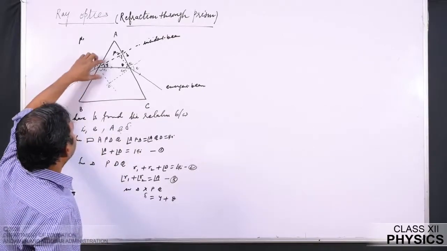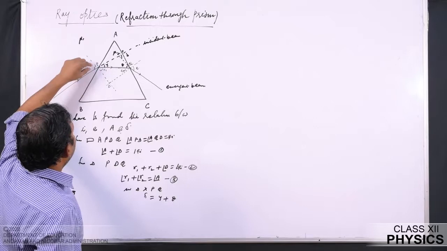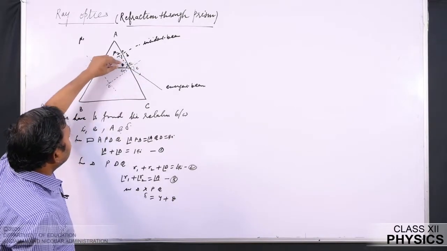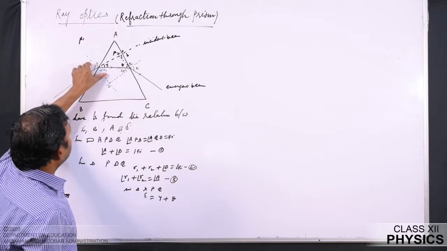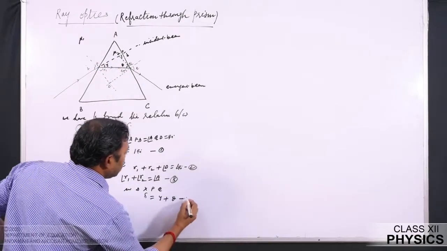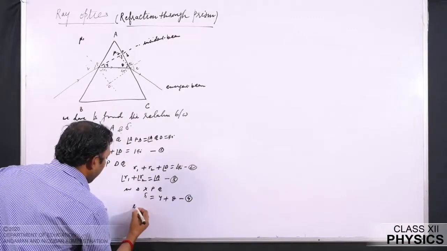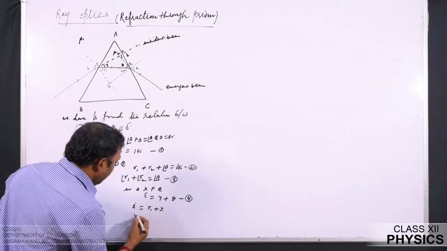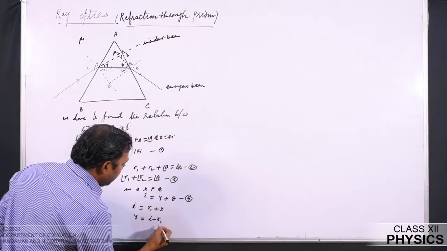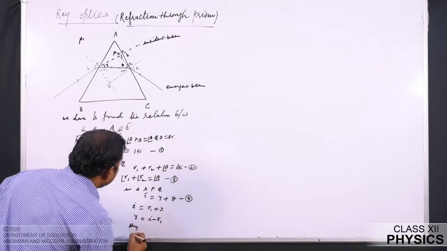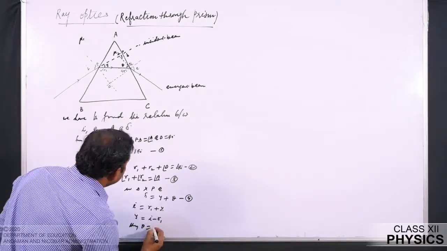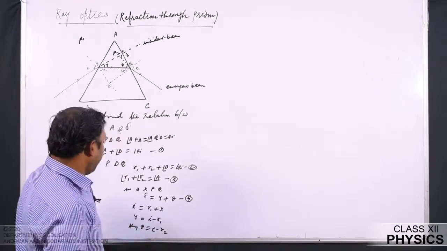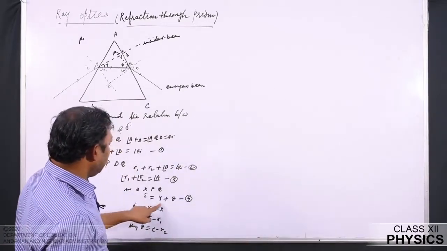Now, from the figure we can say angle I is equal to R1 plus Y and angle E is equal to theta plus R2, both are vertically opposite angles. So, let this be equation 4. Now, from the figure I will be equal to r1 plus y, or y is equal to I minus r1. Similarly, theta will be equal to E minus r2.